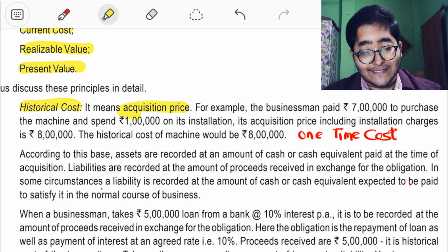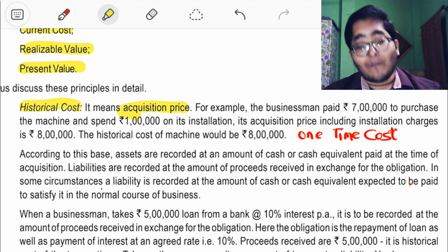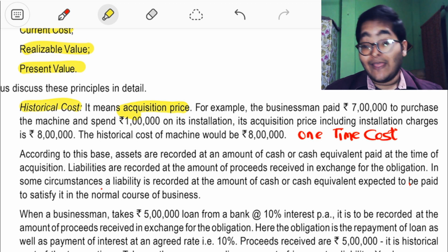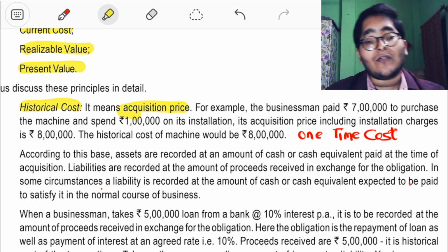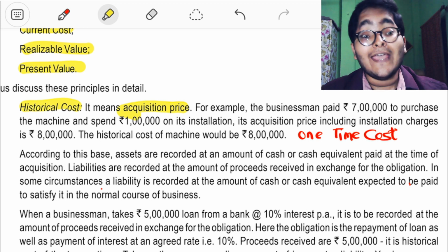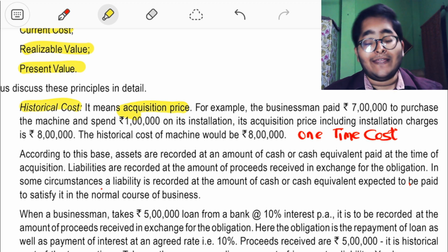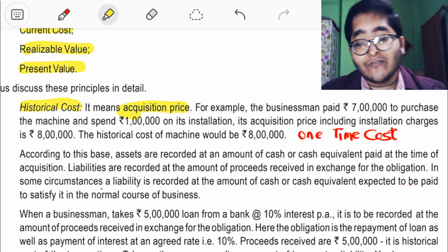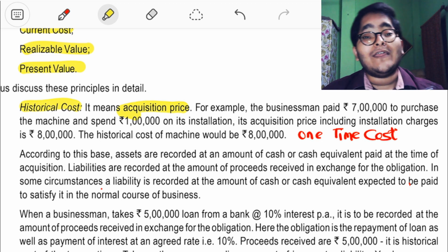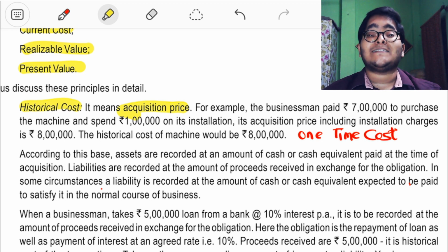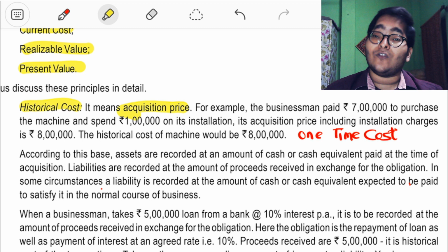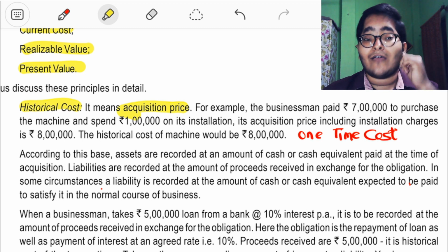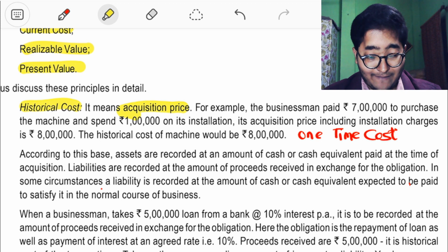In some circumstances, a liability is recorded at the amount of cash or cash equivalent expected to be paid to satisfy it in the normal course of business. In some circumstances, a liability is recorded in that amount of cash or cash equivalent that is expected to have to be paid to satisfy the claim or satisfy the liability in the normal course of the business. उसे भी हम लोग historical cost of that liability कह सकते हैं.